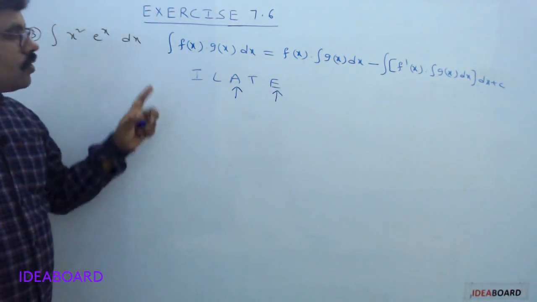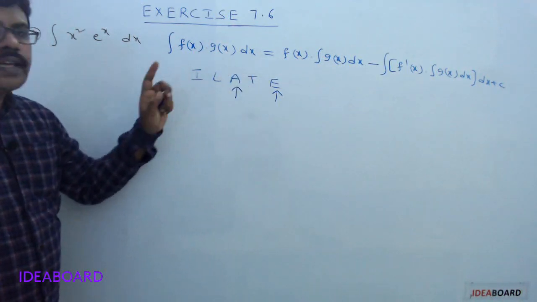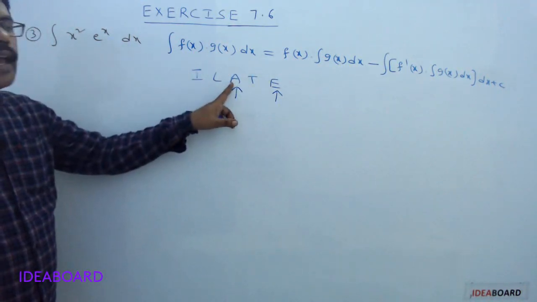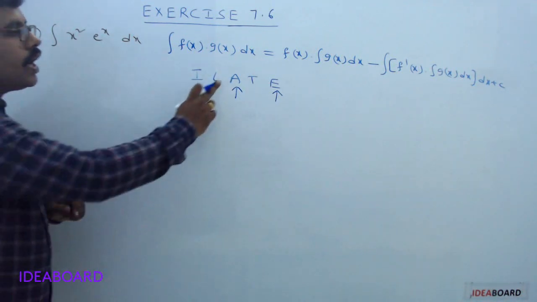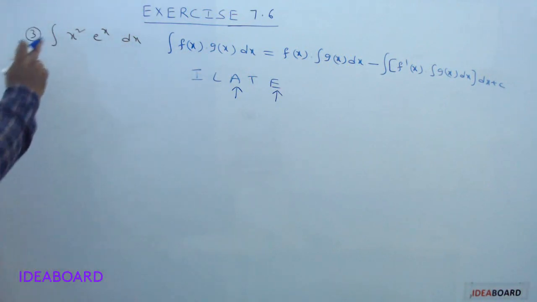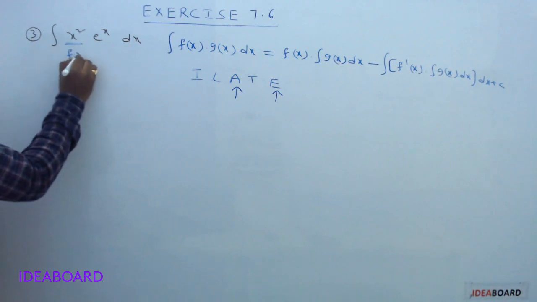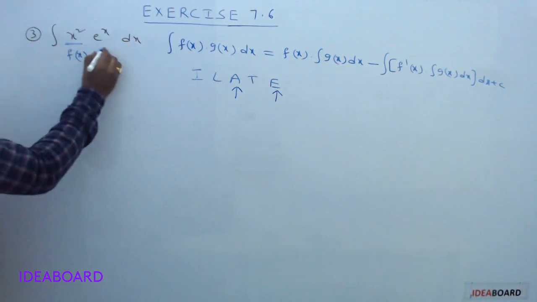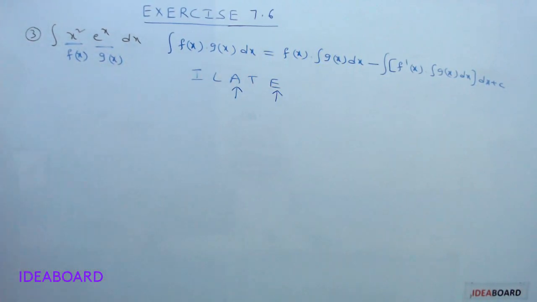If you observe this from left to right, among these two, which one is coming first? That is the algebraic function. So the algebraic function is our f of x. So x square is our f of x. The other function will be g of x. Now, apply the integration by parts formula.